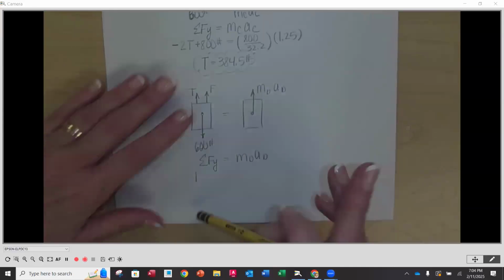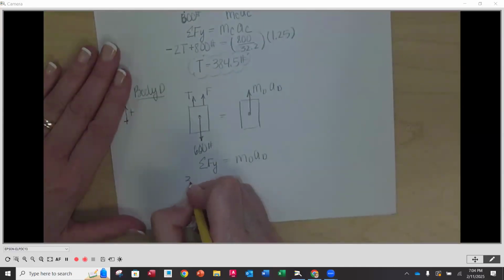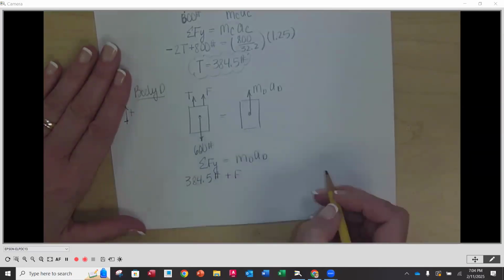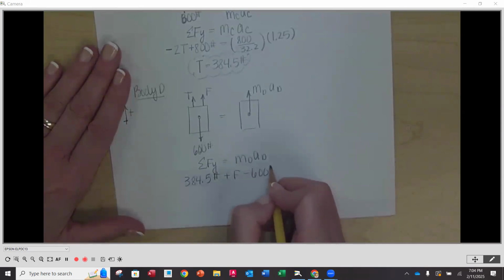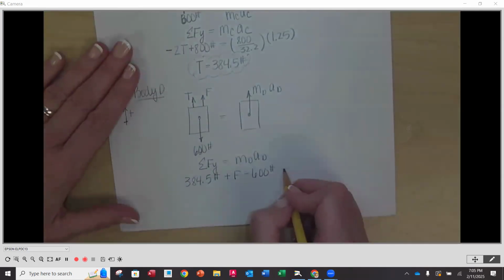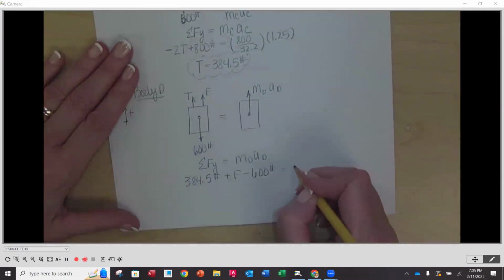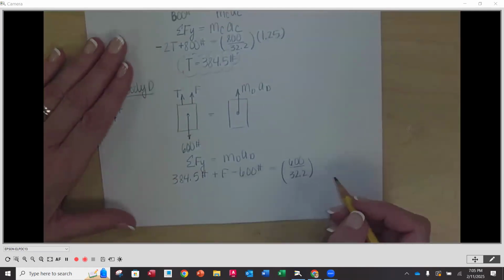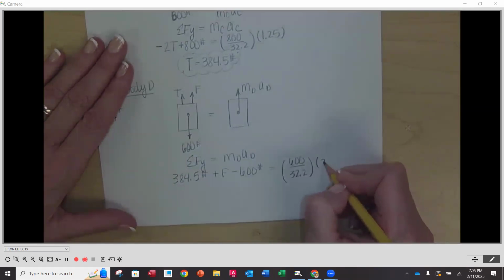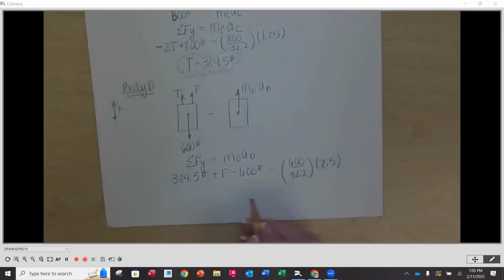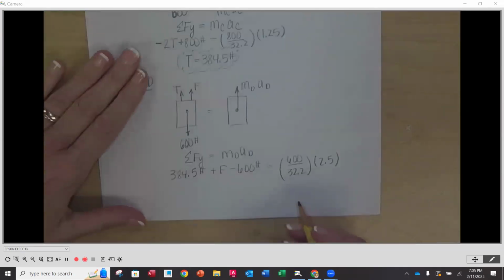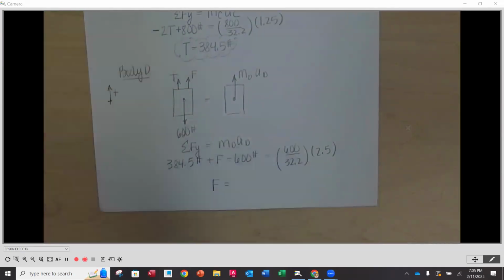We're going to have positive 384.5 pounds plus F minus 600. You don't have to put the units in. I'm just doing it out of habit, sorry. And then we're going to have 600 divided by 32.2, which is gravity, times 2.5. So our only unknown here is going to be our F. So go ahead and solve for F.